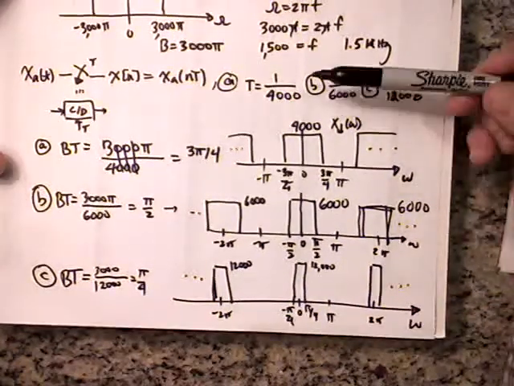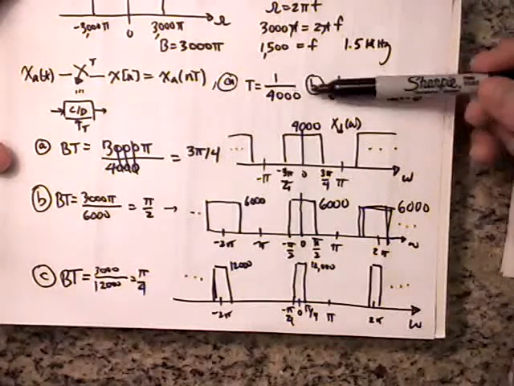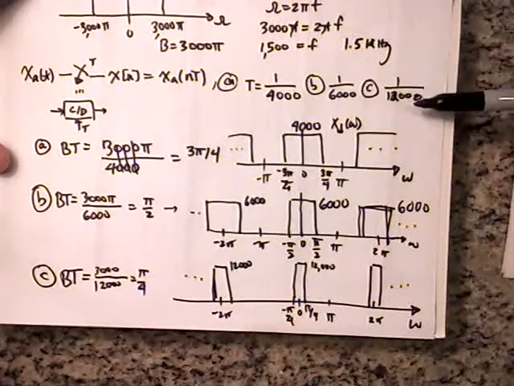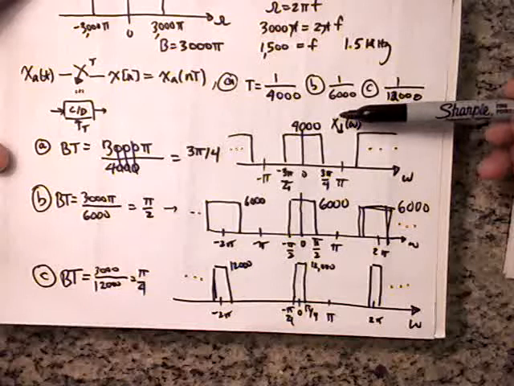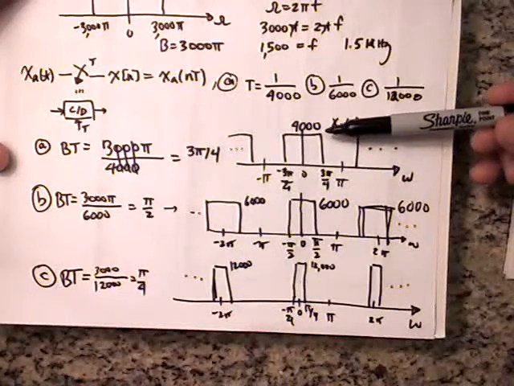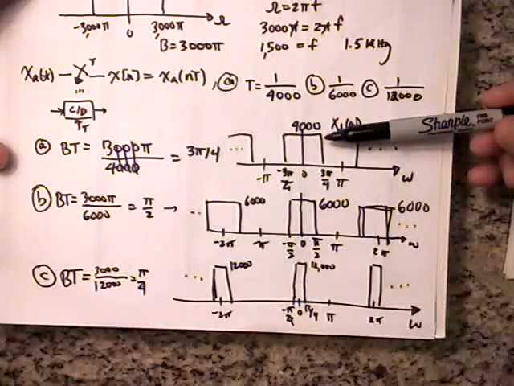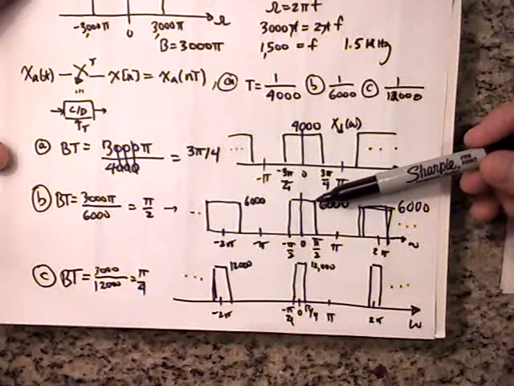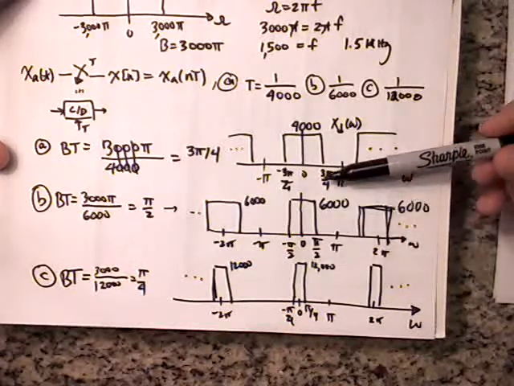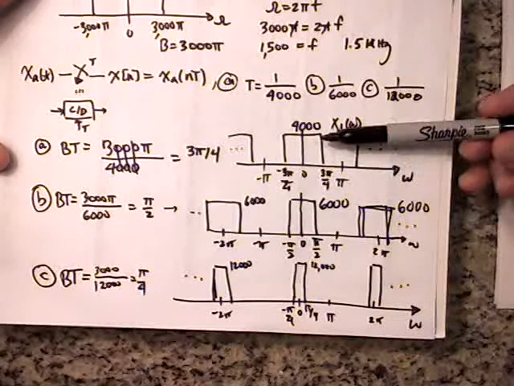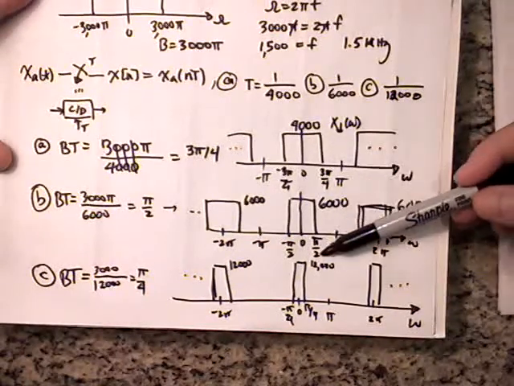So as I increase the sampling rate from 4,000 samples a second to 6,000 samples a second to 12,000 samples a second, the resulting discrete time spectrum goes from being band limited at 3 pi over 4 to being band limited to pi over 2 to being band limited to pi over 4. And the height scales from 4,000 to 6,000 to 12,000.